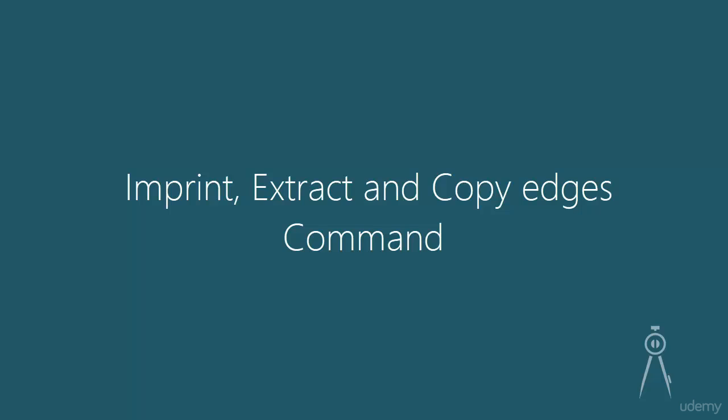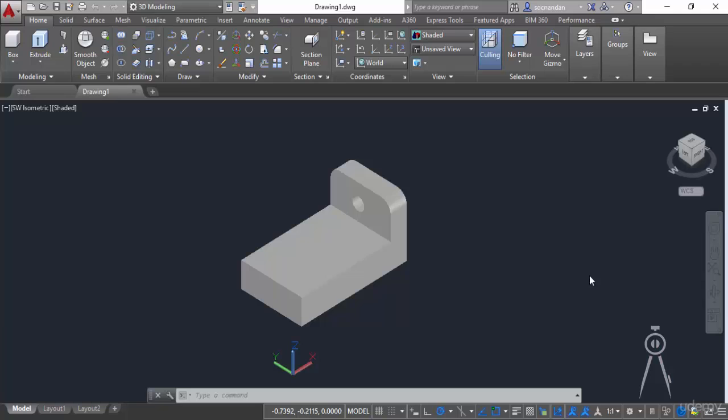In this lesson, I'll tell you about the imprint, extract edges and copy edges commands of AutoCAD. So let's first start with imprinting a 2D object on the 3D surface. Here we have a 3D drawing and I'll make a circle first. Let's go to the draw panel and start with the circle command.